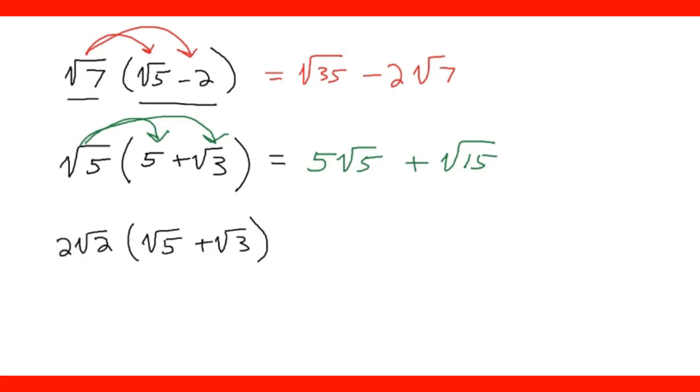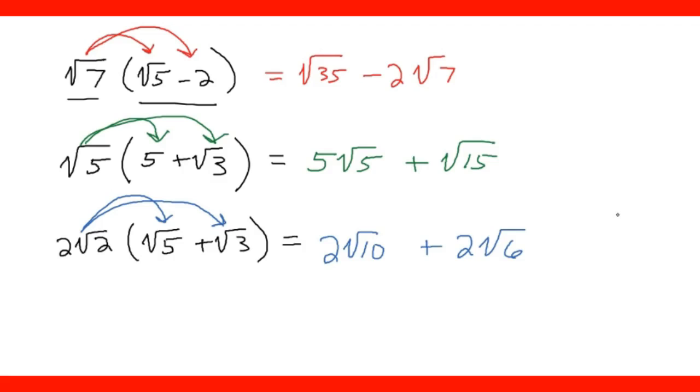Okay, here's another problem. Please pause the video, work it out on your scratch paper, and then come check your answer. When I multiply 2 radical 2 times radical 5, I multiply the radicals together and get 2 radical 10. For the second term, I get 2 radical 6.